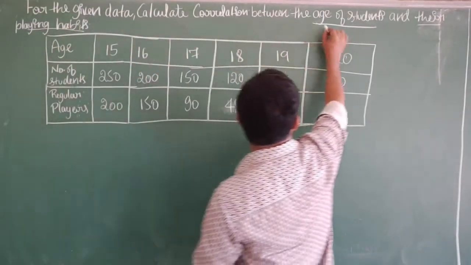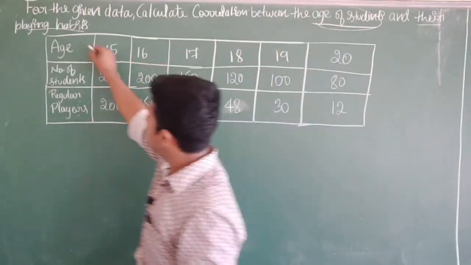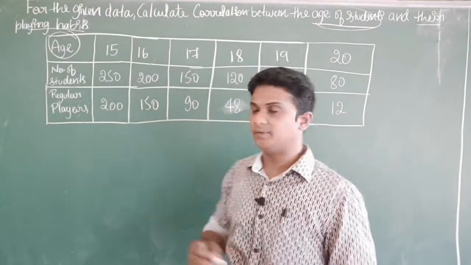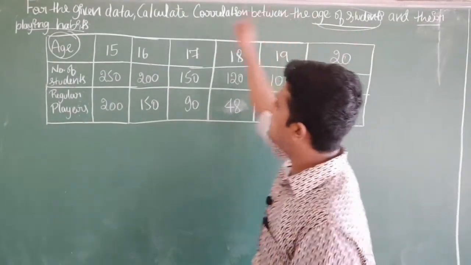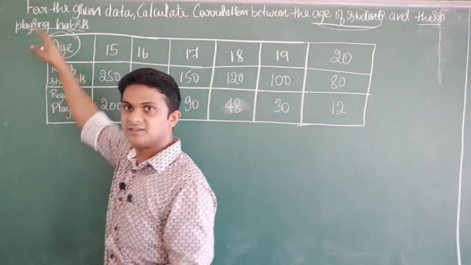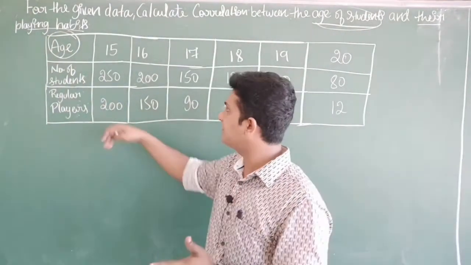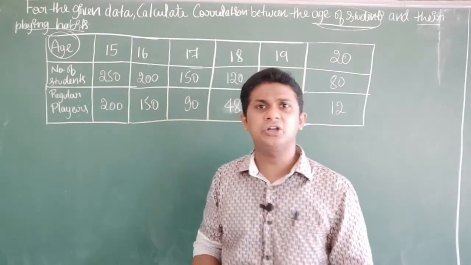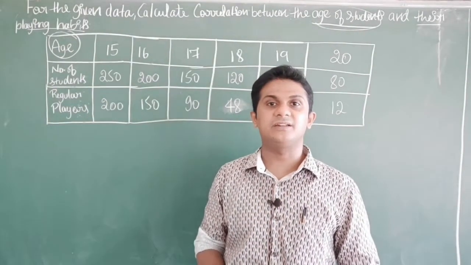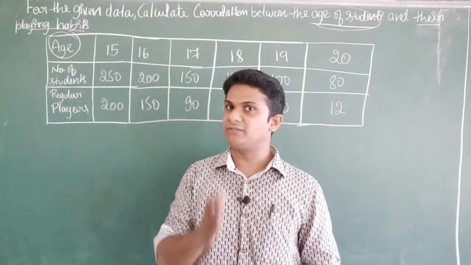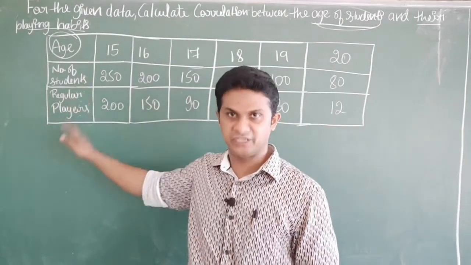So one variable is age of the students, which is already given in the question, age, right? But the other variable which they have given is playing habits. But the other two variables which we have is number of students and regular players. Playing habit information is not given. That means we have to calculate that value using these two variables.